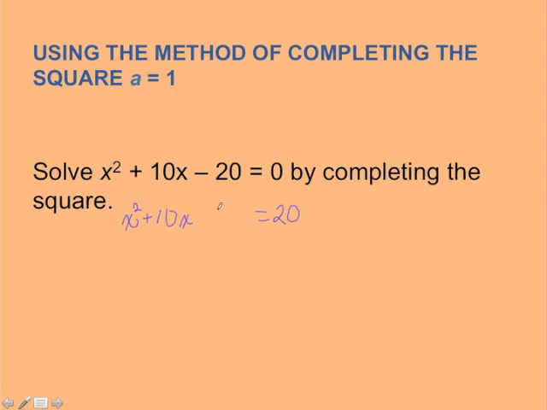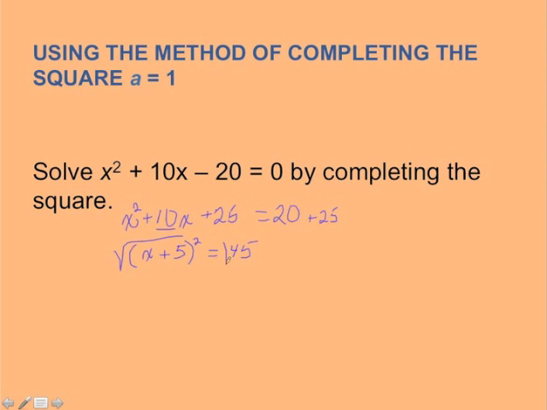Notice I left a gap here. Our next step is to find half of this coefficient, square it, and add it to both sides. Well, I like to put that step down here, and I just say (x + 5)², because it's plus 10, half of 10 is 5, and that's squared. So I've already factored this side. 5 squared is 25. So I'm adding 25 to both sides of the equation. And 20 plus 25, simplifying that, is 45.